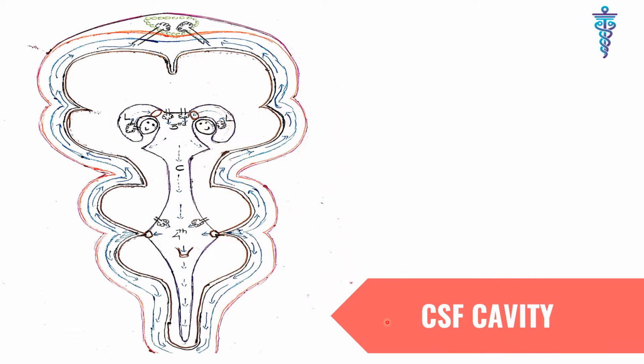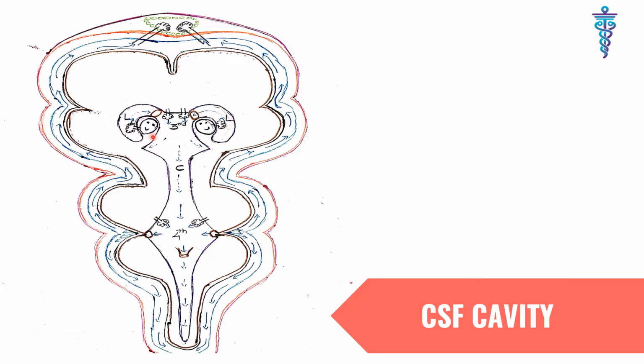CSF cavities. Each cerebral hemisphere has a cavity called the lateral ventricle. Both lateral ventricles are separated by the septum pellucidum. Both lateral ventricles communicate with the third ventricle through the interventricular foramina, which is also known as the foramen of Monro. Where is it situated? It is situated between the lateral ventricles and the third ventricle, as it looks here. Then what is this? This is the third ventricle, which forms between the two thalami. As you can see, these are the two thalami.